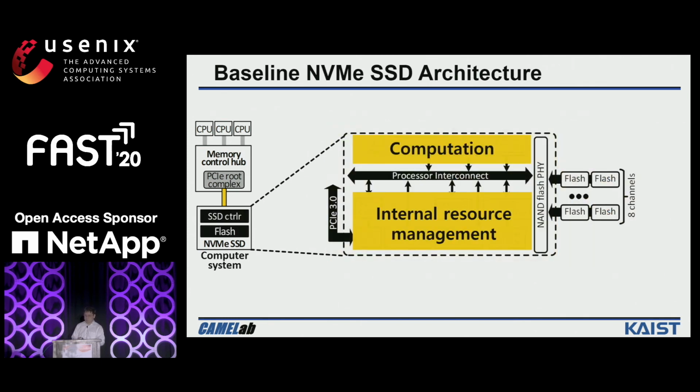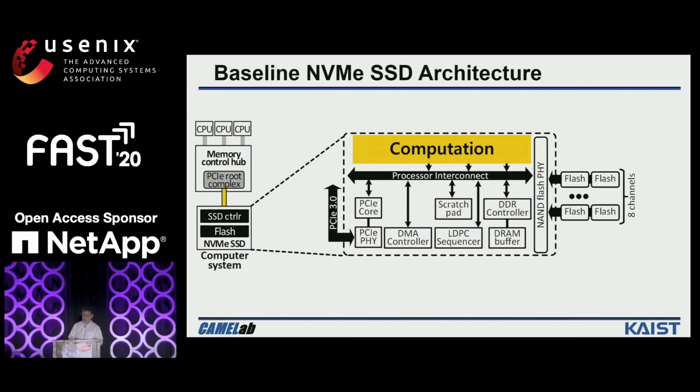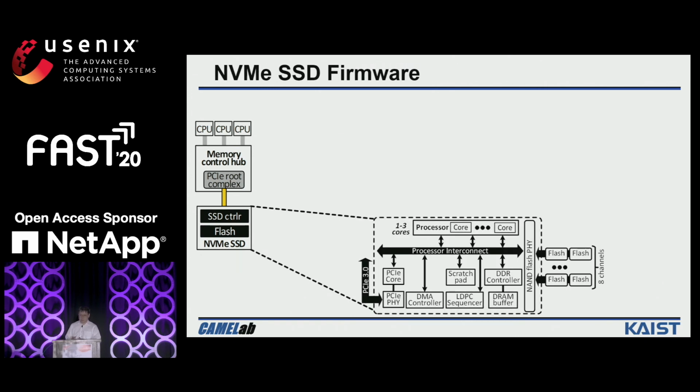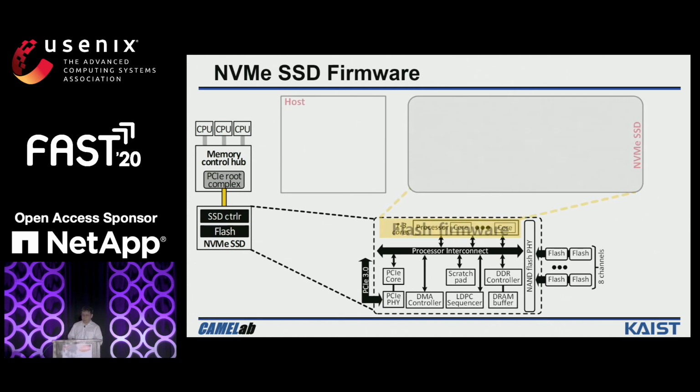The flash controller contains many internal resources such as the PCIe module, ECC engine, as well as DRAM buffer. The SSD controller also contains a few cores for the computation. We call these cores flash cores. This flash core can be used to execute the flash firmware. Here, I will simply explain what the main task of the flash firmware is.